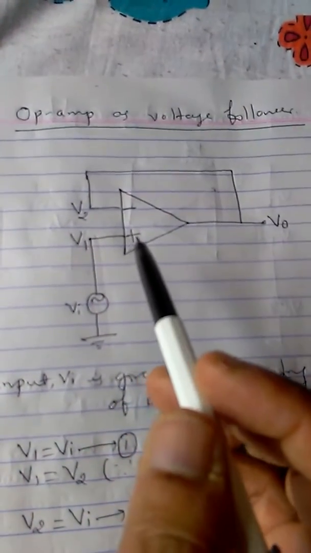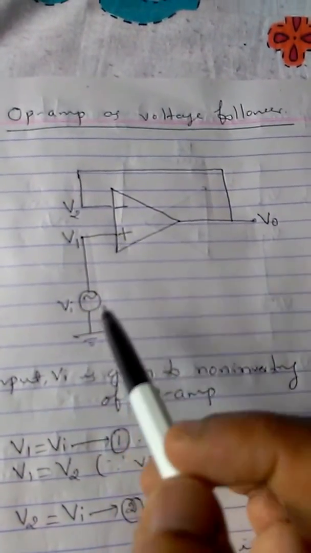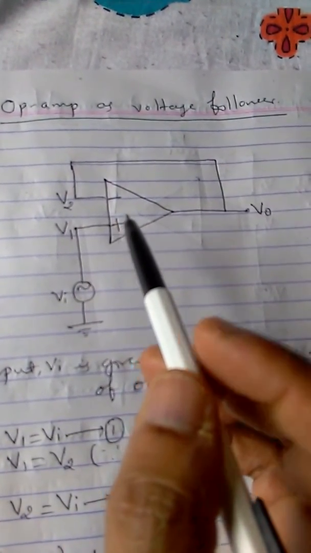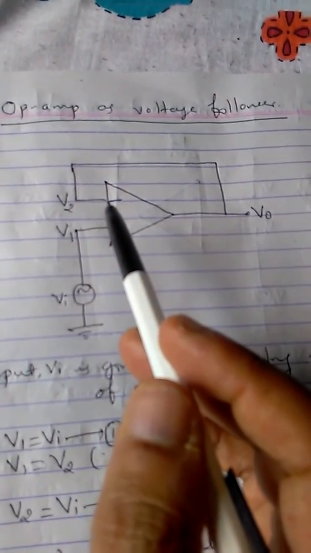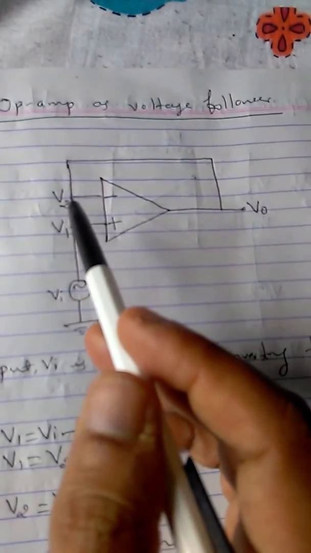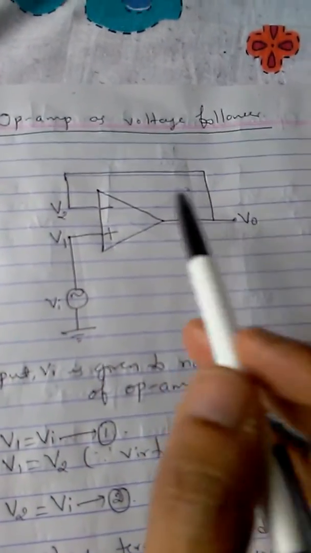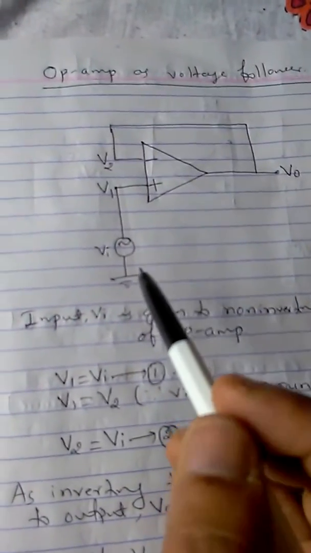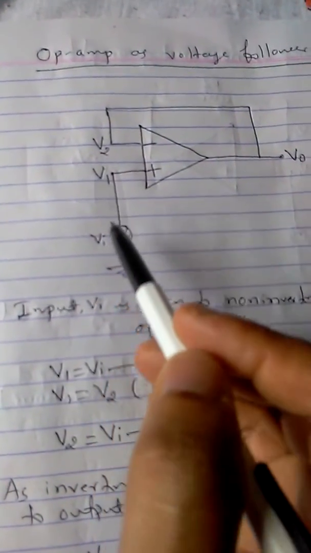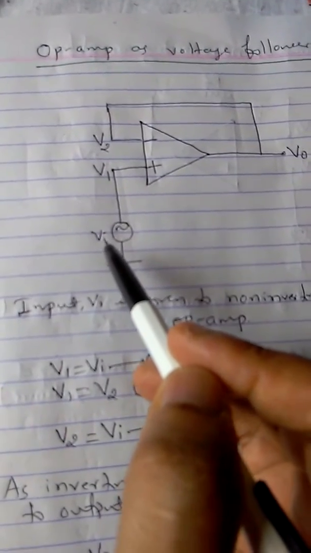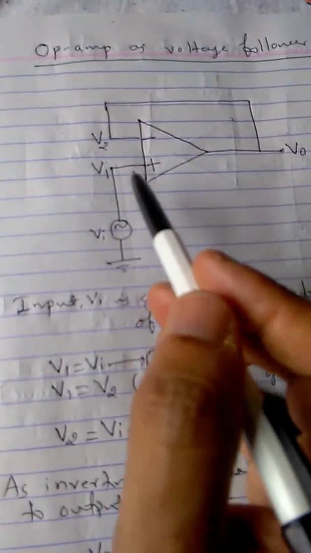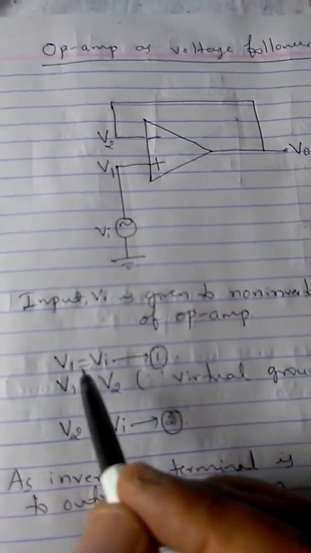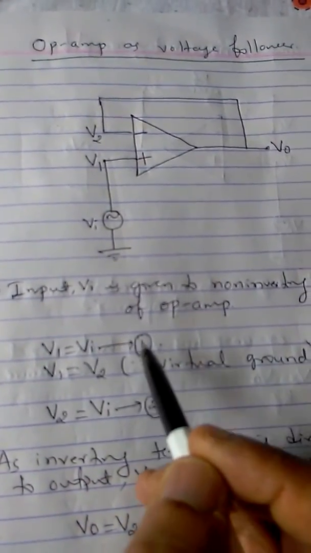So in this diagram it looks a bit different. So input Vi is being given to the non-inverting terminal of the op-amp. At the same time I'm connecting inverting terminal directly to the output without any feedback resistance. Now what happens is I can write V1 equal to Vi, because input Vi is given to the non-inverting terminal. I can expect same Vi at terminal V1. So I have written V1 equal to Vi. So I am calling it as equation number 1.